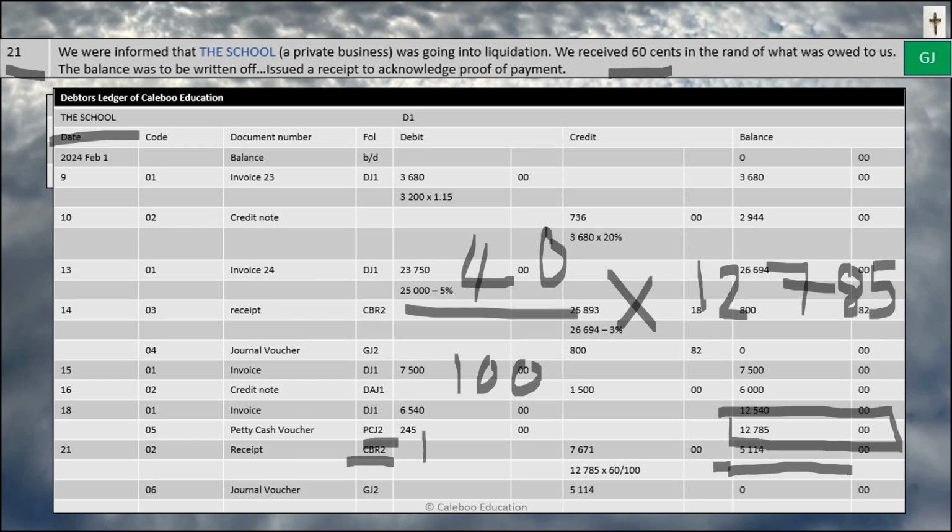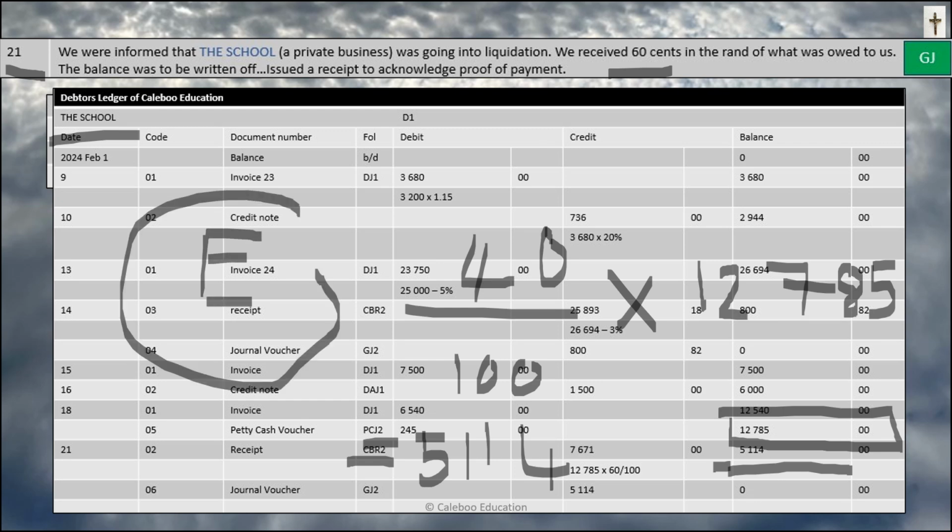So 5,114 is the bad debt that the school is unable to pay us, because they've gone into liquidation, which means the current assets are smaller than their current liabilities. More about that a little bit later. This bad debt or credit loss, whatever you want to record it, it's an expense to the business, and it needs to go through the general journal. So let's have a look how this is recorded in the general journal.